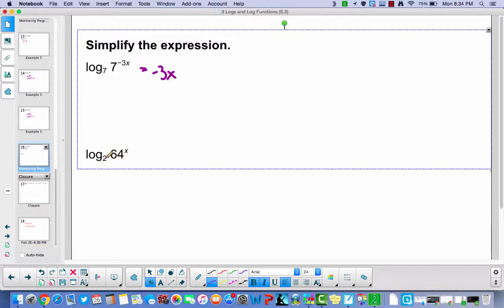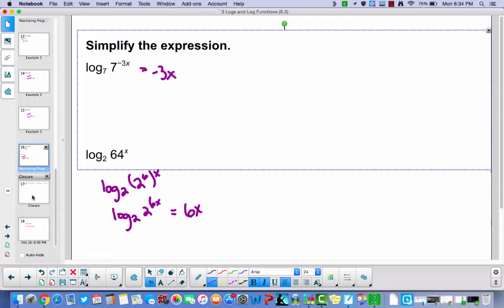Are 64 and 2 the same base? No, but we can make them the same base. We can rewrite this as log base 2 of 2 to the 6th power, and then we still have that to the x. Log base 2 of 2 to the 6x. What's my exponent here? Because my base and what I'm taking the log of are the same, it's 6x.